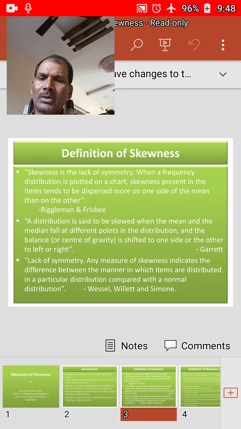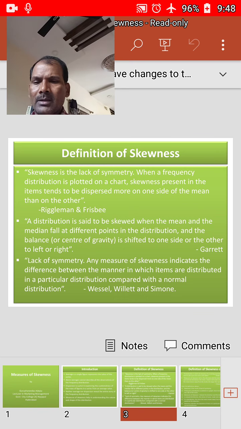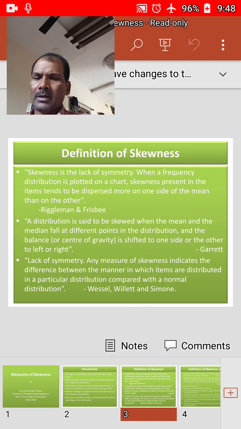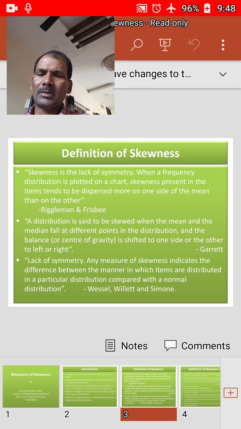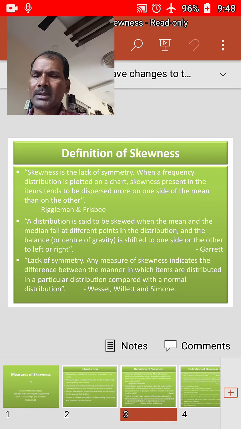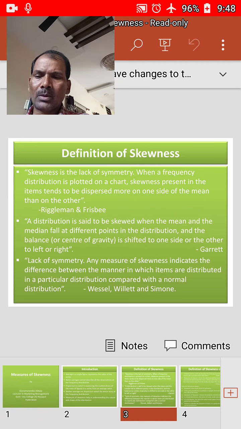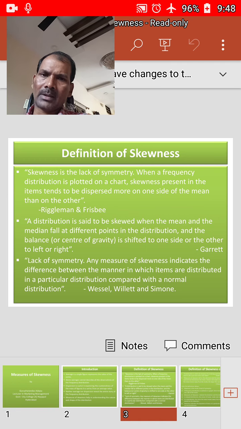If you are not in a position to equally cut into the two halves, you are not in a position to equally distribute those given series, right? When a frequency distribution is plotted on a chart, skewness presence in the items tend to be dispersed more on one side of the mean than of the other side.